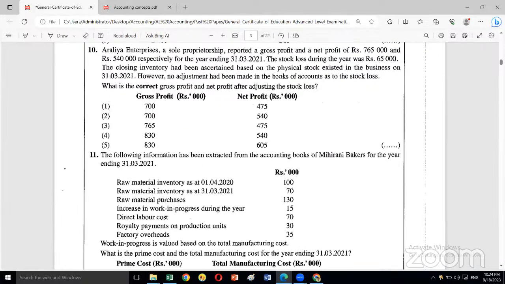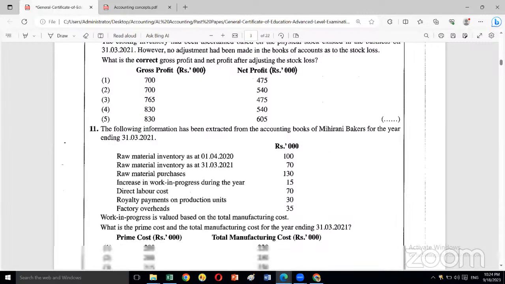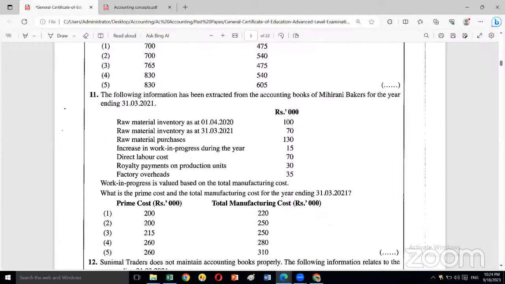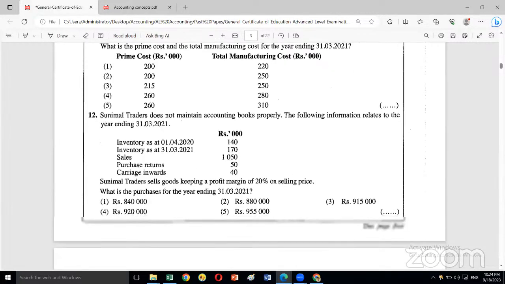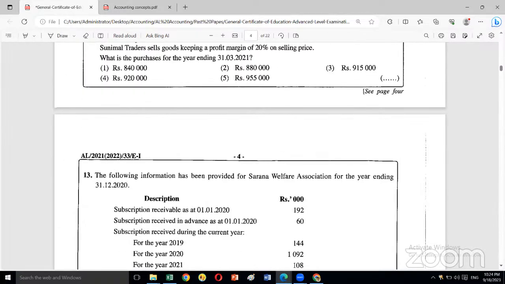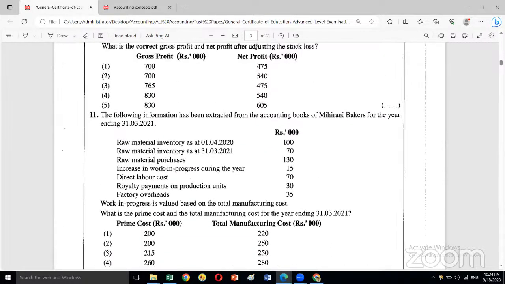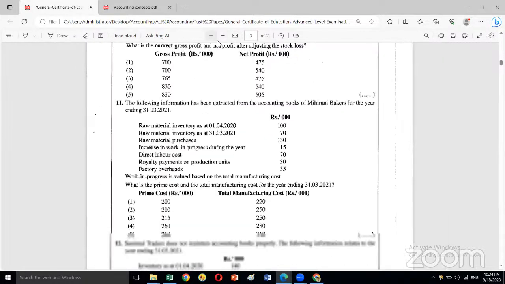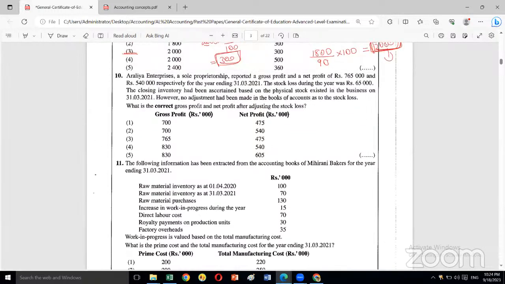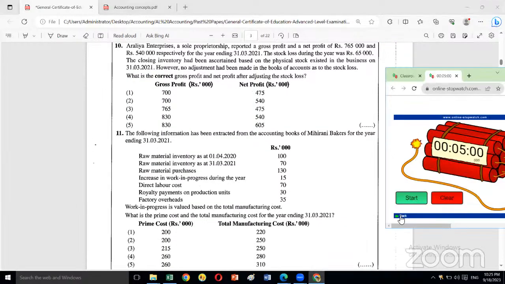Okay, quickly you have to do question number 10, question number 11, and question number 12. I can give you around 5 minutes to do these questions because it is all calculation. Quickly do questions 10, 11, and 12. Your time starts now.